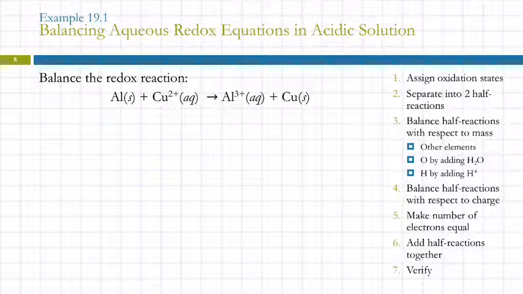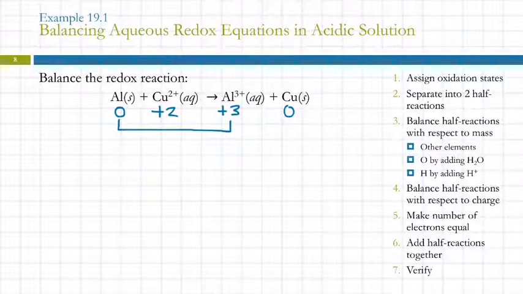What's the oxidation state on aluminum? 0. And on copper 2 plus? Plus 2. How about aluminum 3 plus? Plus 3. And copper? 0. So we see here that the aluminum is going up in oxidation state, it's being oxidized, and the copper is going down, it's being reduced. So we're going to write one half reaction for oxidation and one for reduction.